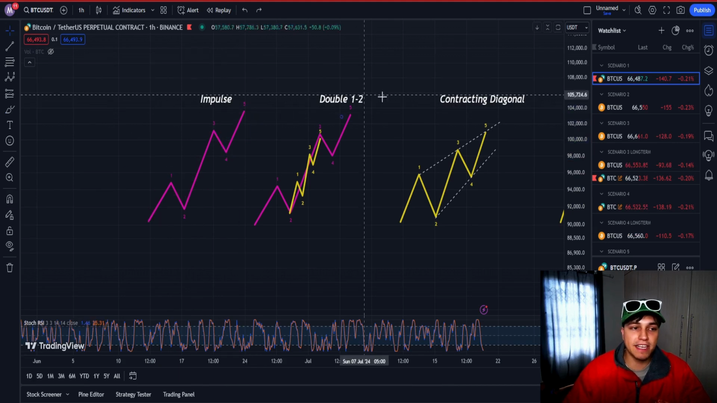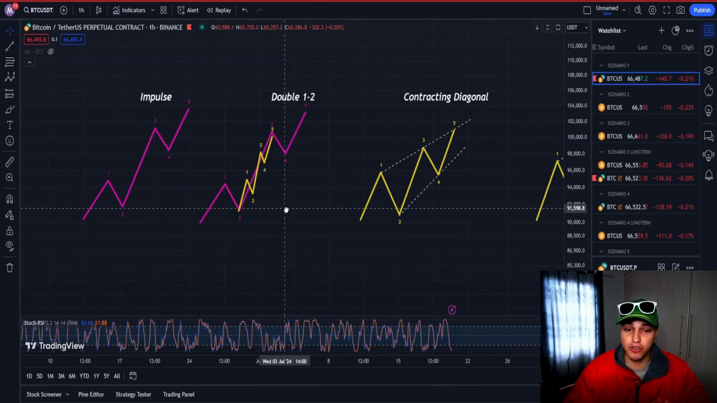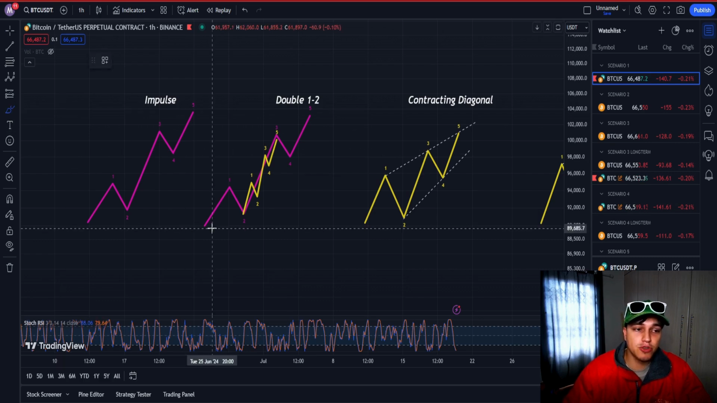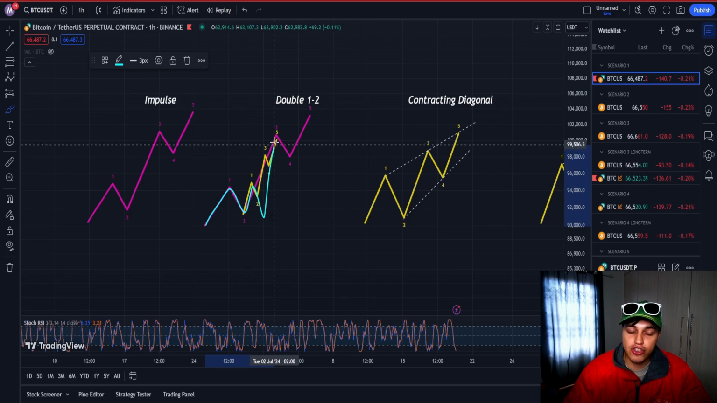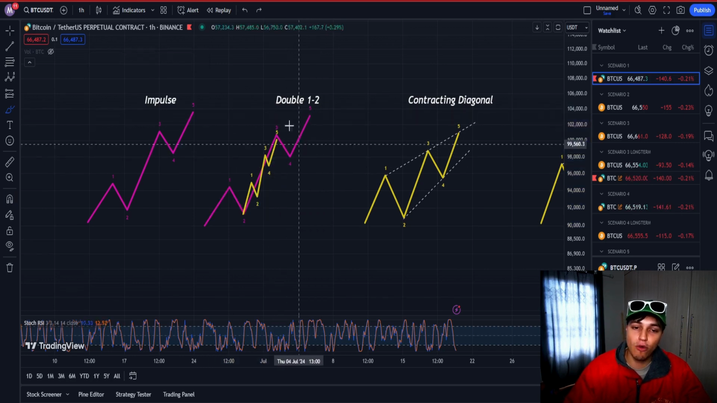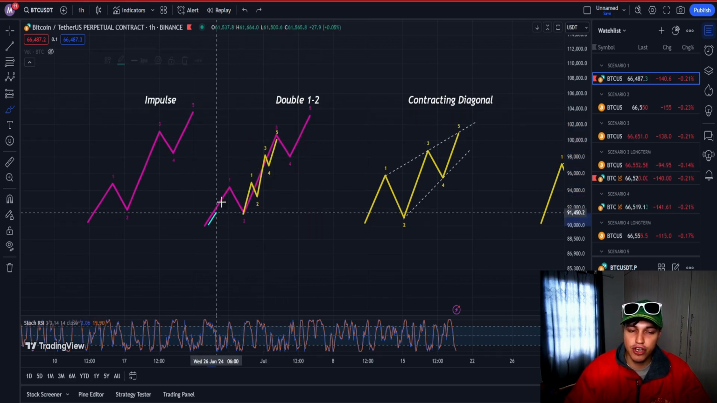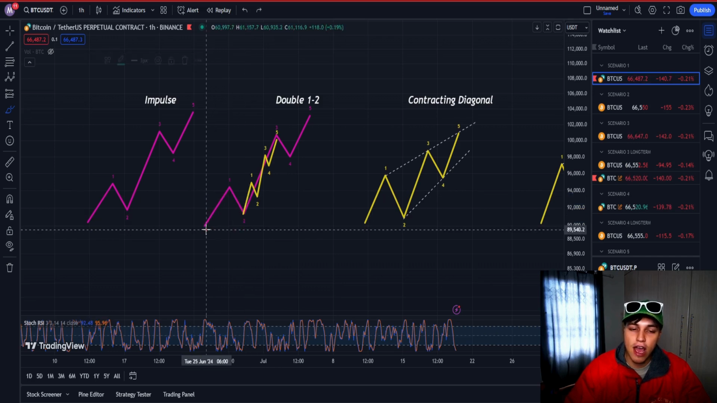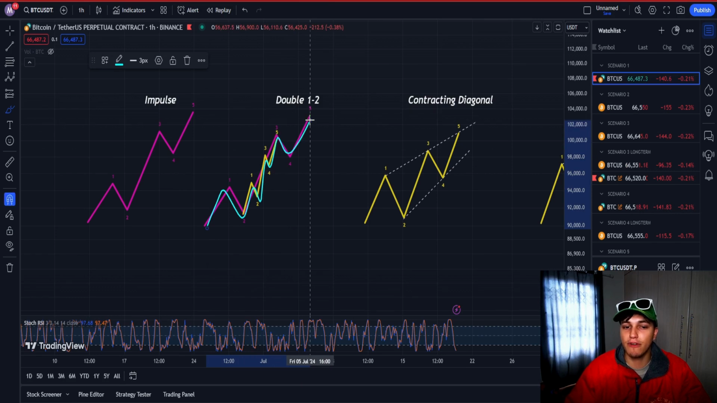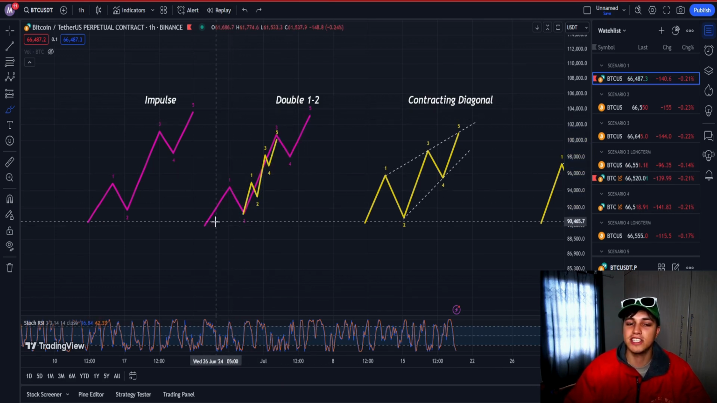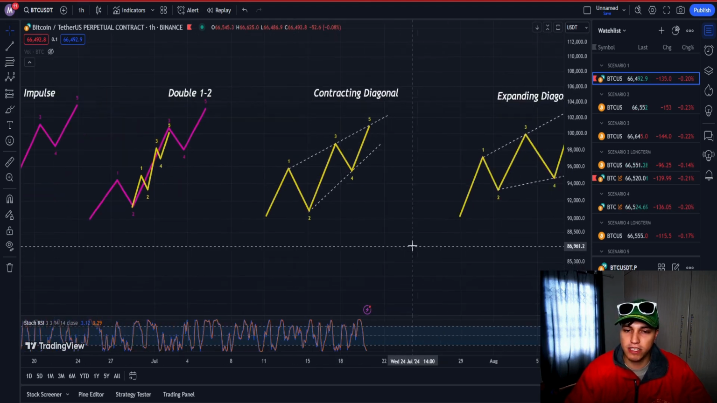The second one is a double 1-2. A double 1-2 is where you have a 1, 2, another 1, 2, and then 3, 4, 5 inside this third wave. So you would end up having something called a double 1-2, 1-2, 1-2, 3, 4, 5, 4, 5, and that is how we just speak about it. So we say 1-2, 1-2. That's a double 1-2 there.